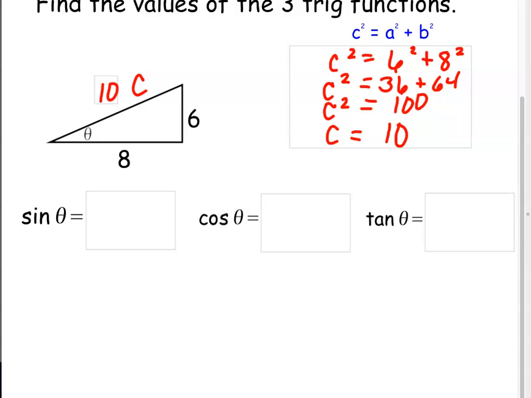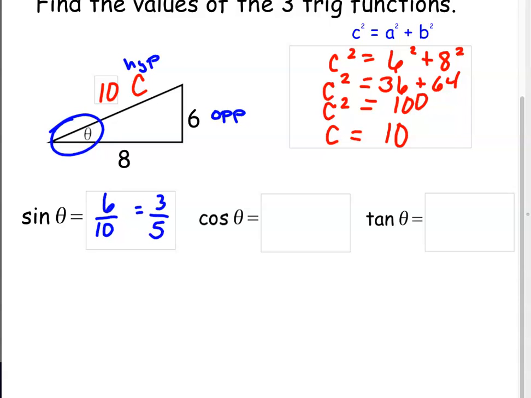Okay, again, we have to focus on which angle we are looking at. In this case, we're looking at this angle. We want the sine of theta. So sine, we said, uses opposite over hypotenuse. Our opposite side would be this 6, and our hypotenuse would be the 10. So our ratio would be 6 divided by 10. And if you can reduce that, you should. So 6/10 would reduce to 3/5.